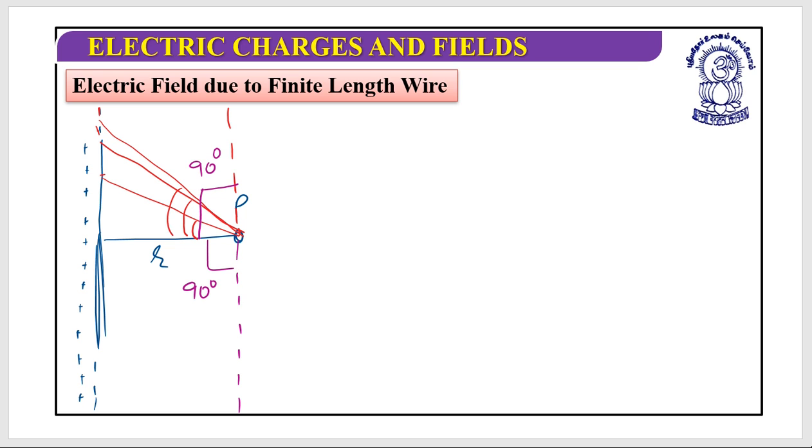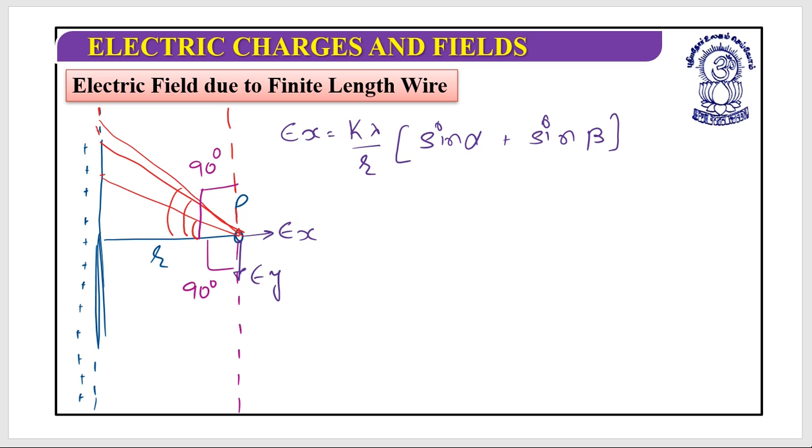Now I have decided the angles. Now, what next? The next would be the Ex and Ey. My Ex would be in this direction, Ey would be in this direction. What is Ex? It is k lambda by r multiplied by sine of alpha plus sine of beta. This is k lambda by r multiplied by sine 90 plus sine 90. This is 1 plus 1, 2. That comes to 2 k lambda divided by r.